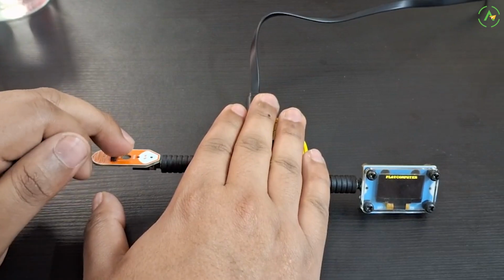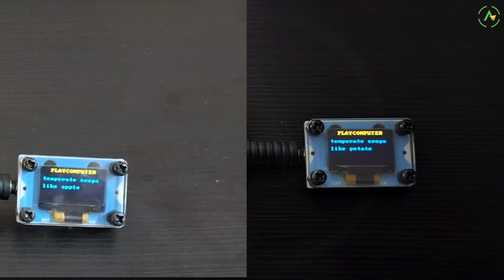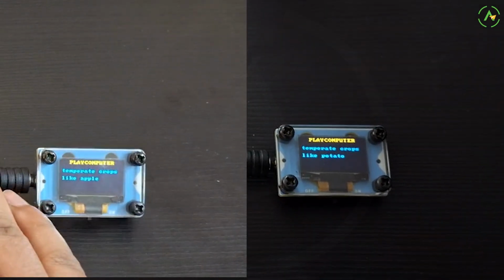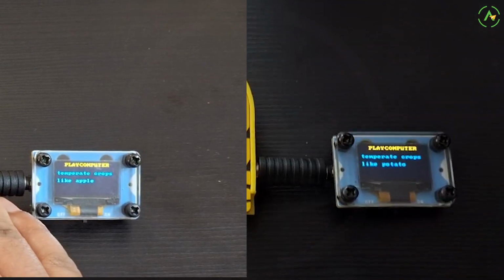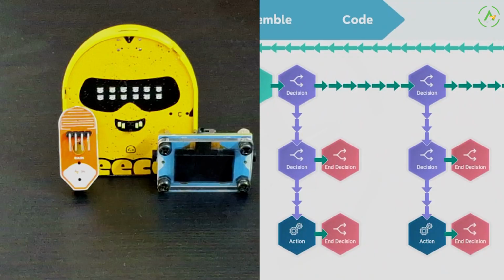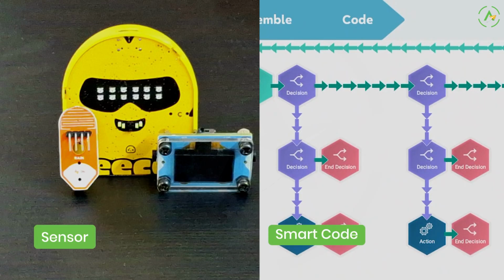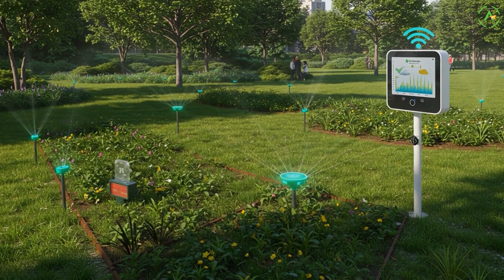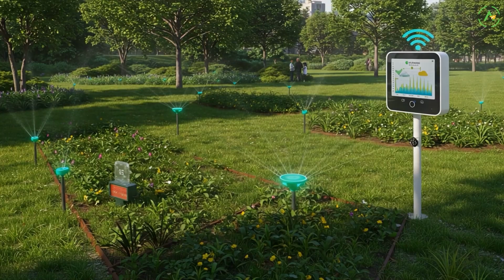If we change the condition slightly, the system recalculates. Now it's suggesting apple and potato. It's like having a digital agricultural expert right in your hand. This is the power of combining sensors with smart code. We aren't just building gadgets, we're building solutions of farming.